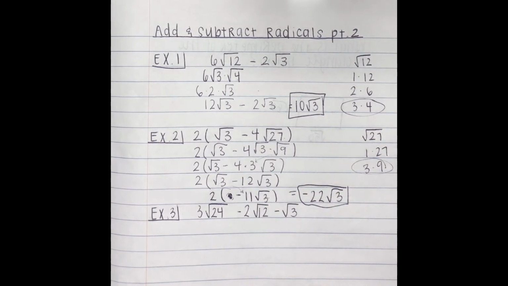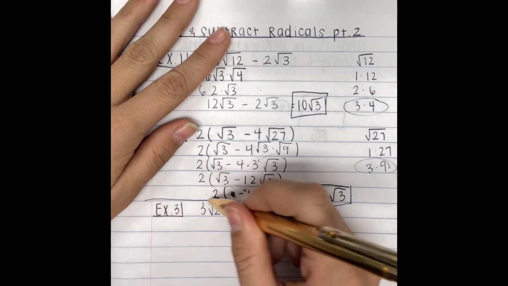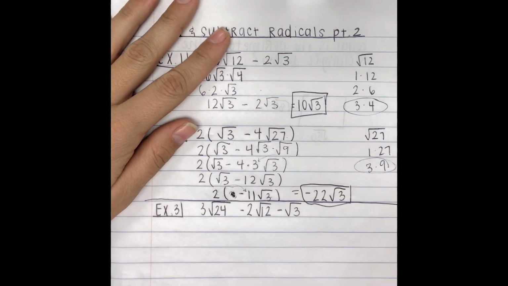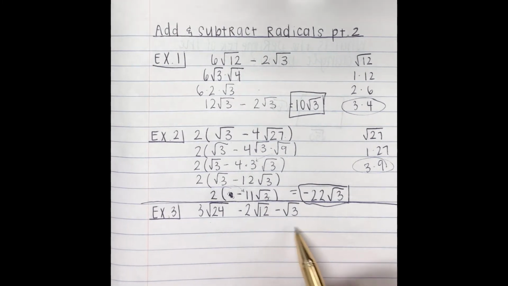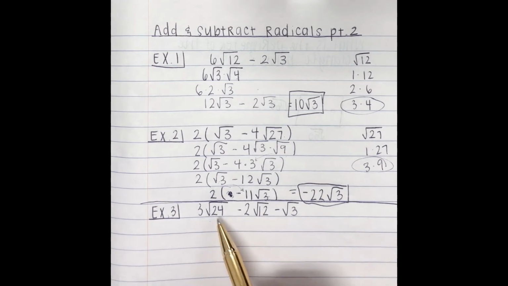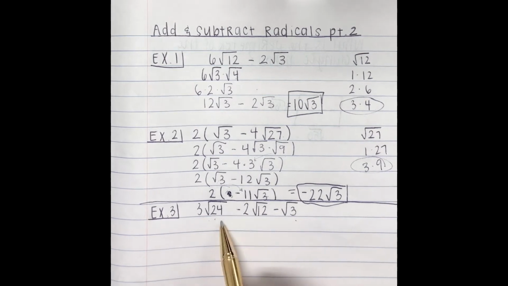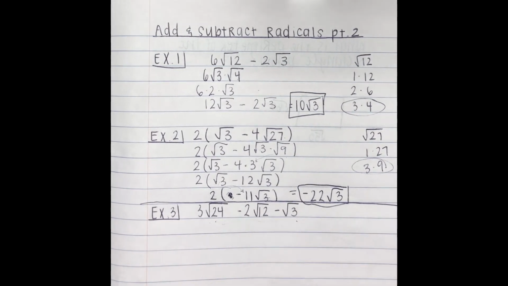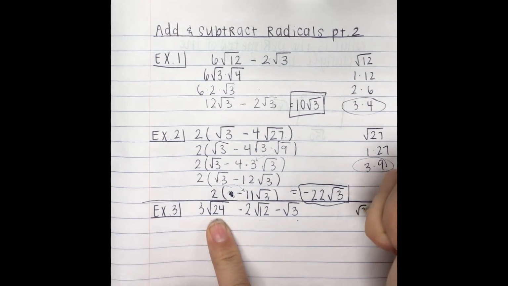Okay, and last but not least, okay, is this example here. Draw a line to separate the problem above. So 3 square root of 24 minus 2 square root of 12 minus square root of 3. Okay, we have 3 different radicals right here. Square root of 3 we know cannot simplify, but we need to simplify both of these others to see if any of them are like terms, okay? Or like radicals, sorry. So we'll start with square root of 24.